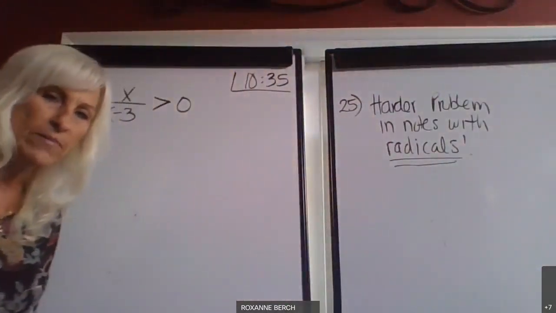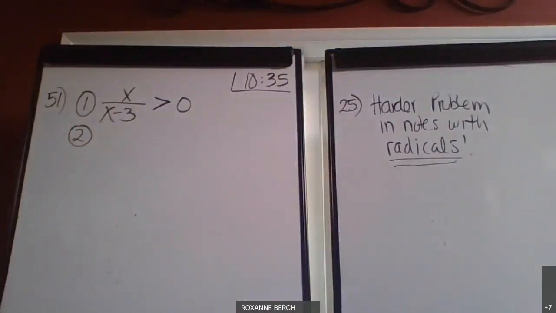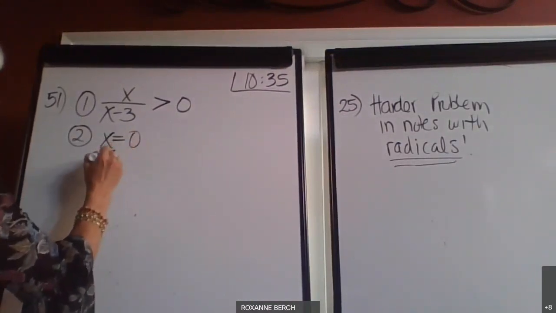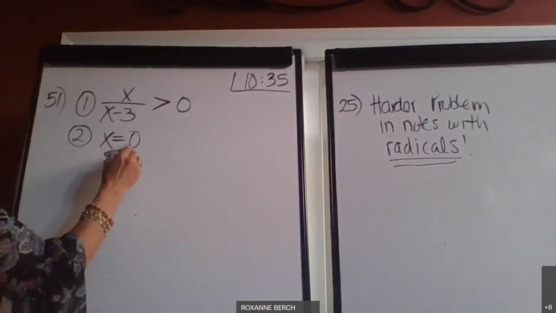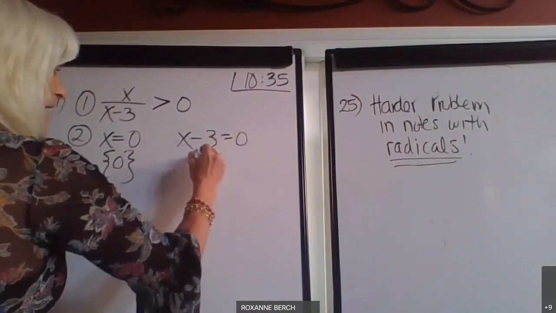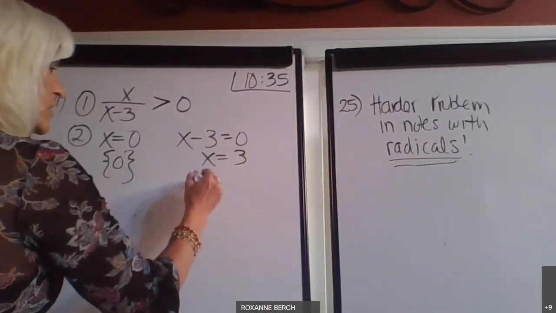But let's take a look at problem number 51. The first step is already done for you. The second step, you're setting the top equal to 0, and you're using the solutions. And you're setting the bottom equal to 0, add 3, and you get the vertical asymptote.